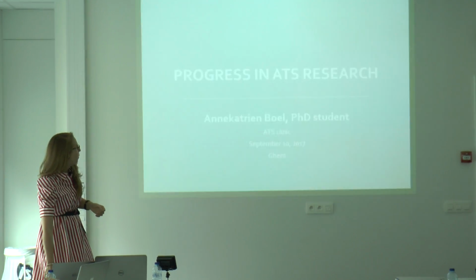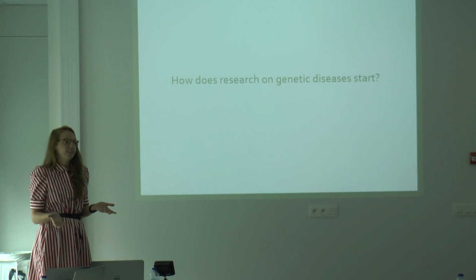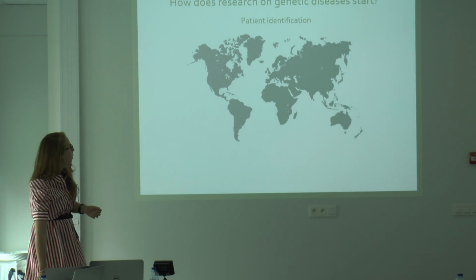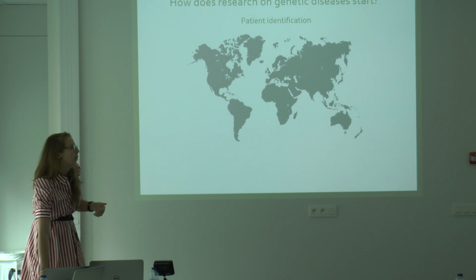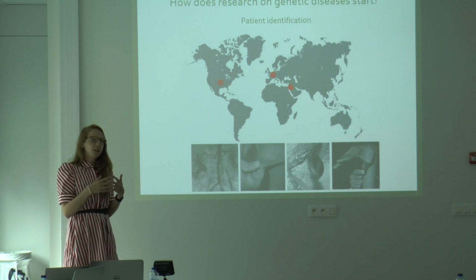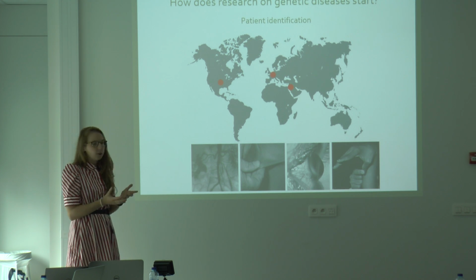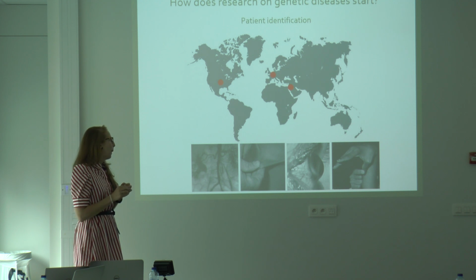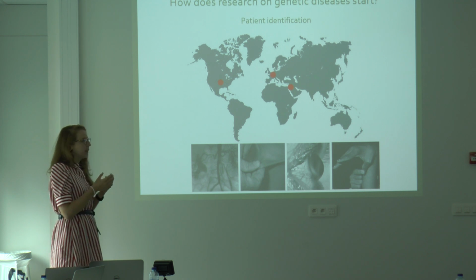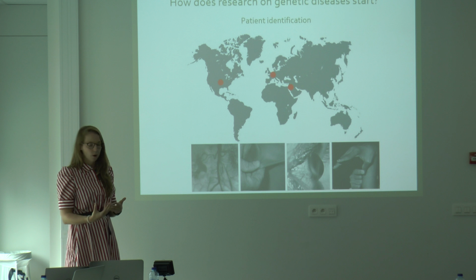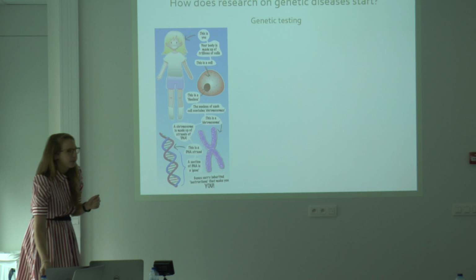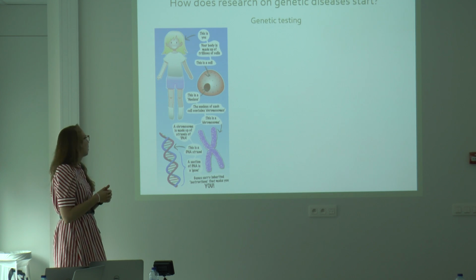So how do we actually start research on genetic diseases? Actually, it all starts with you, with the patients. What we do is, or what my colleagues did before, was a patient identification. So we're looking for patients with similar phenotypes, so similar features. And then what we try to do is find the specific genetic defect that goes along with it. And that's exactly what our lab did. So how does this actually work? This is a principle of genetic testing.